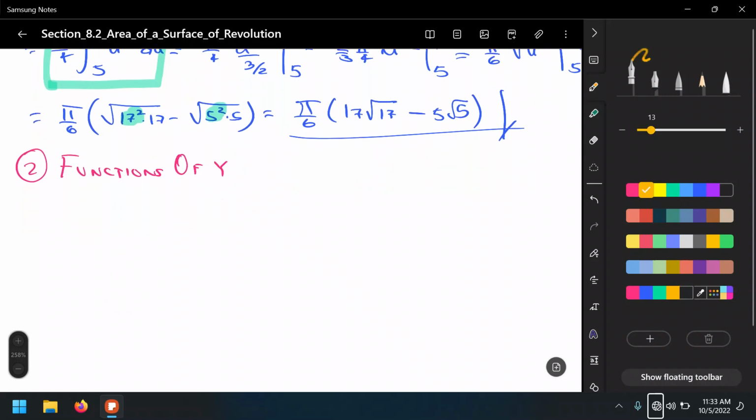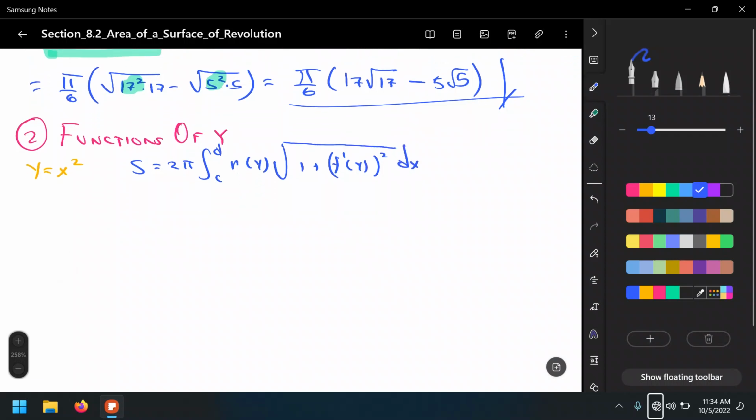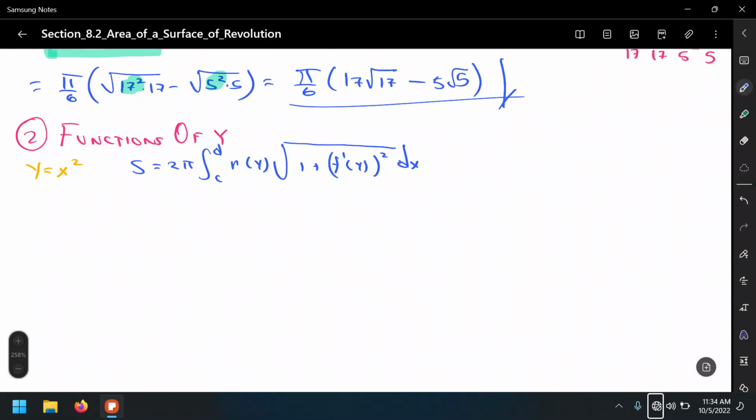So we have the function y equals x squared, and let's talk about the integral here. So the surface area equals 2 pi integral from c to d of r of y square root of 1 plus f prime of y squared dy. Okay, so let's find the derivative. Well, in this case, we're not going to find the derivative just yet because, well, number 1, this is supposed to be dy.